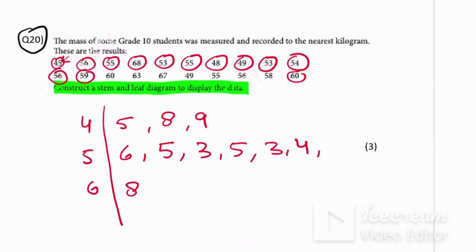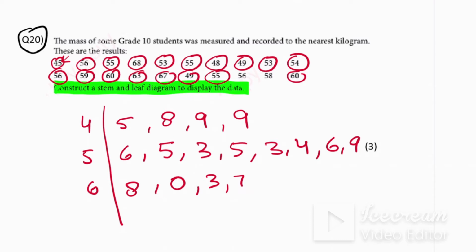56, 59, I write both. 60, 63, 67. Okay, 6 and we write 0, so it will become 6 and 0, then 63, so 6 and 3, then 67. Then 49, another 9. 55, 56, 58, so I will write those leaves there. Now the last one is 60, so I write another 0. After that, it's better to arrange all of them, but it is also a completed one.